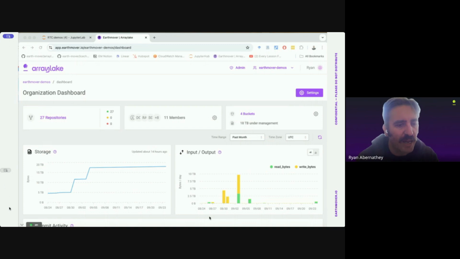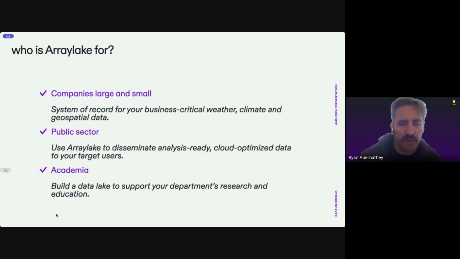Our platform allows you to get a high-level view of how much data your organization owns, how it's organized, and how it's being used. Our platform, Arraylake, is really aimed at any number of different personas within the weather and climate data space. Companies large and small are using Arraylake as a system of record for storing business-critical weather and climate geospatial datasets. We think Arraylake has a lot of value for the public sector as a way to help organize and disseminate data in a more cloud-native and efficient way. And then finally, we really think Arraylake has a ton of value for academia as well, as a way to help a lab or department organize and manage its data holdings and share them collaboratively within those teams.